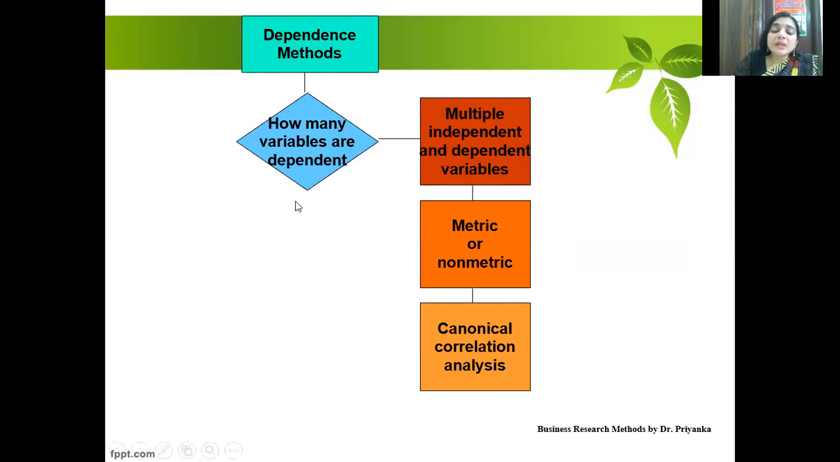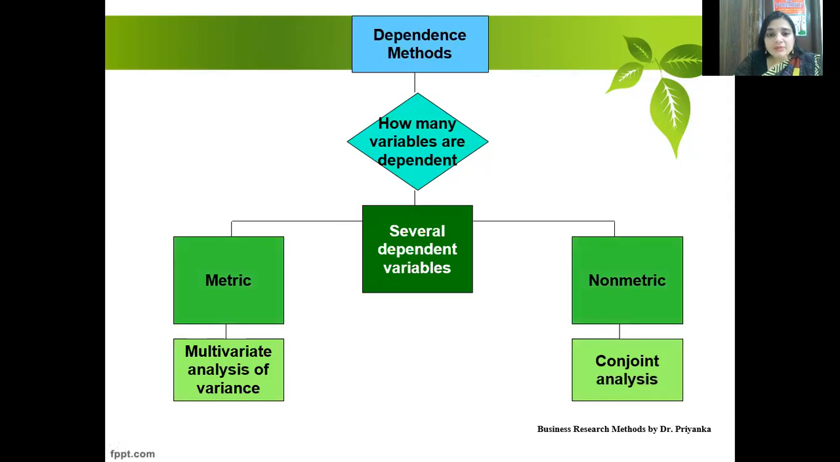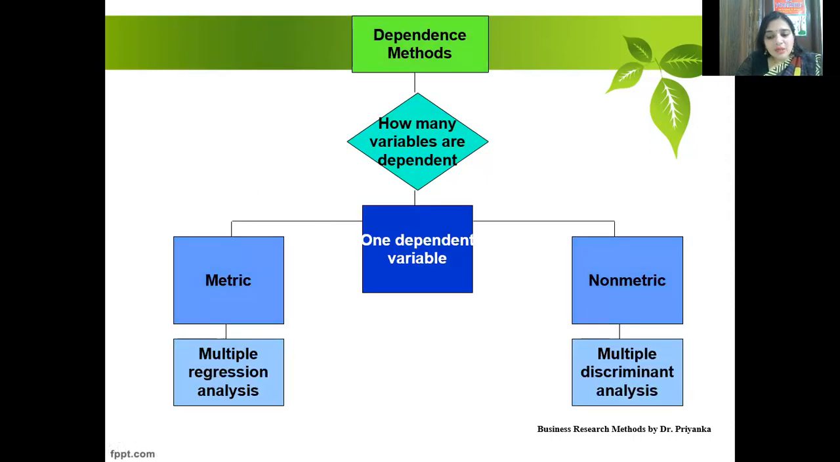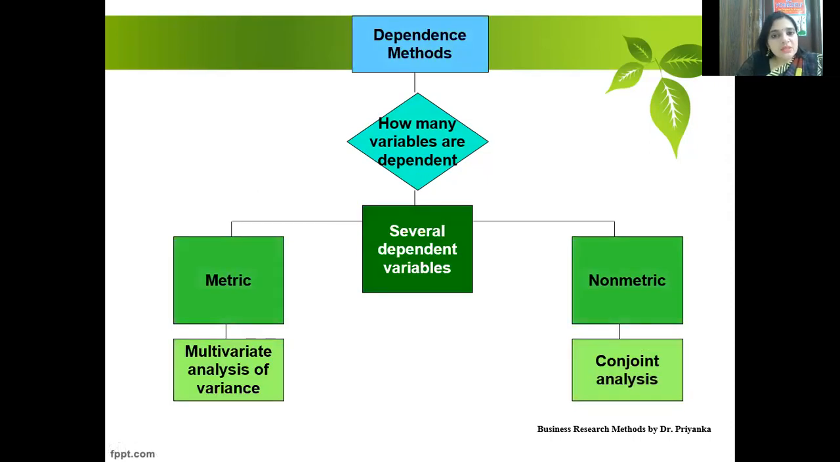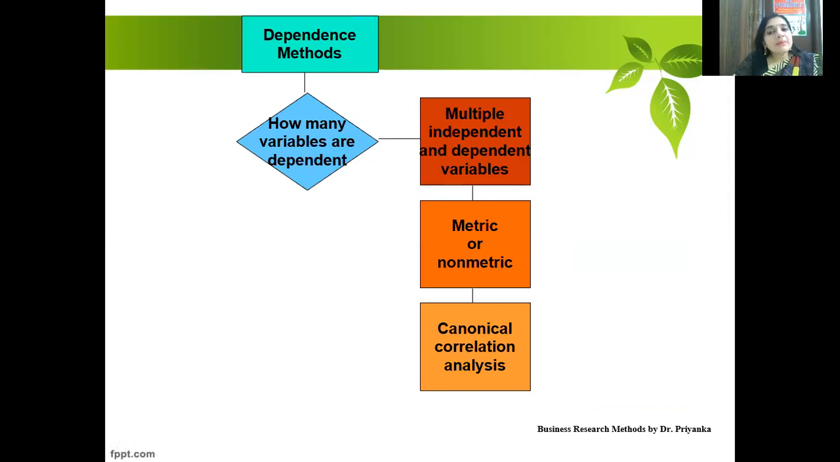Then, how many variables are dependent? Till now we were saying that we have one dependent variable, then several dependent variables. Now we have multiple dependent and multiple independent variables, right? We have more than one dependent and more than one independent variable. In that case, whether your data is metric or non-metric, you will be using canonical correlation analysis.